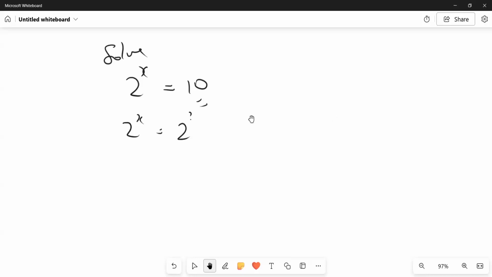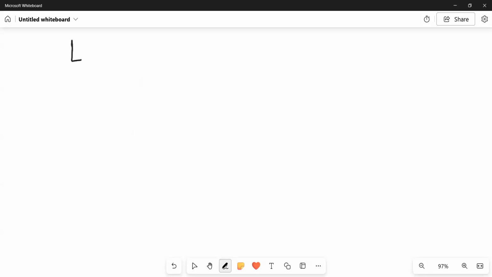Good. So as I said before, to be able to solve an equation of this sort, we have to know about something called logarithm, right? Logarithm.